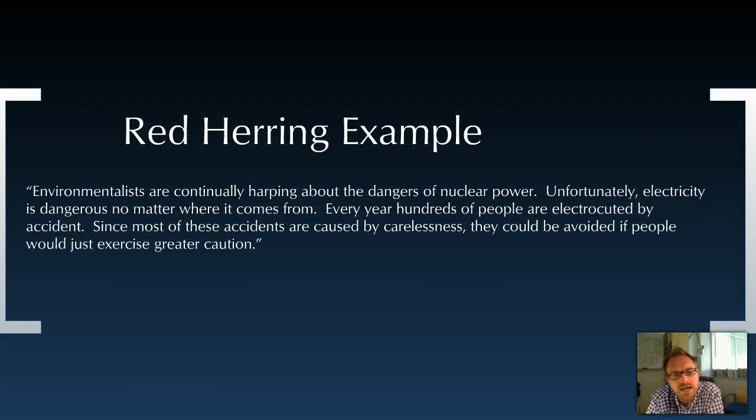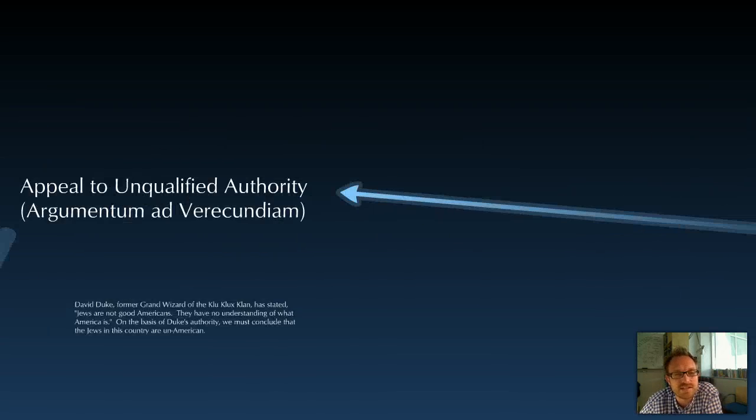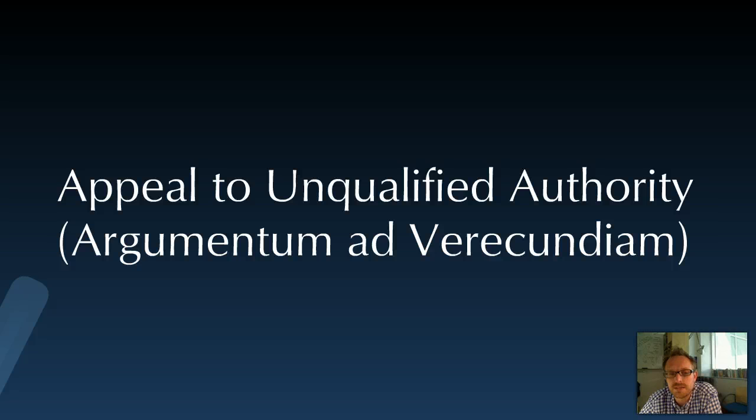Here's an example. Environmentalists are continually harping about the dangers of nuclear power. Unfortunately, electricity is dangerous no matter where it comes from. Every year, hundreds of people are electrocuted by accident. Since most of these accidents are caused by carelessness, they could be avoided if people would just exercise greater caution. So here, we were talking about nuclear power to start with, and now we're talking about electrocution and helping people out. That's a red herring fallacy. If you watch the nightly news networks, you'll see that politicians and a lot of people commit these fallacies. It's disturbingly frequent, I would say.